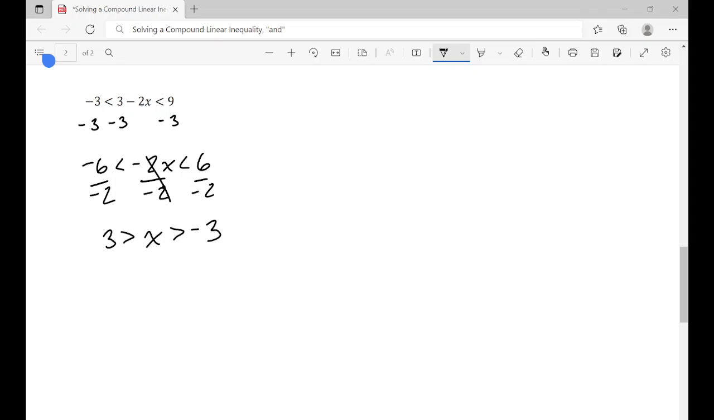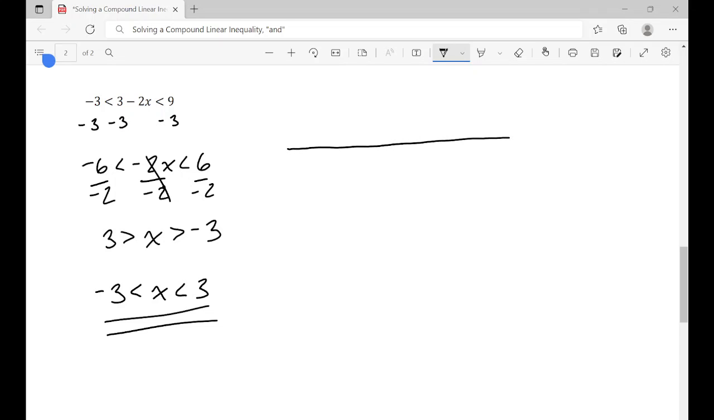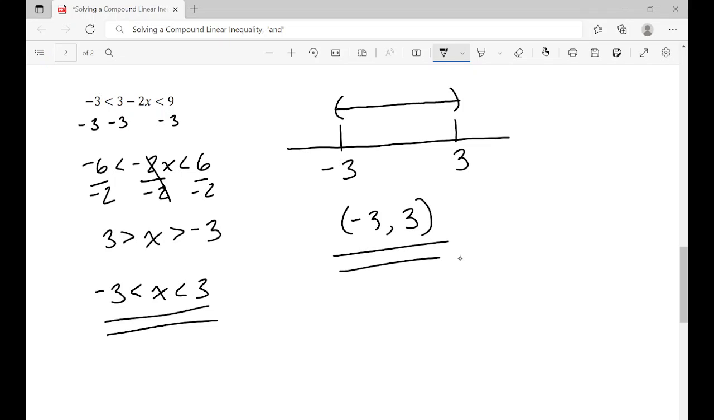Now it's kind of weird this way, so I like to rewrite it a little bit differently. I'm going to take my smaller number, negative 3, and write it first. And since this inequality sign is pointing to negative 3, I'm going to make sure my inequality sign stays pointing at negative 3 as I rewrite everything. And so this is preferred because I think it's a little bit easier to see. So graphically, negative 3 to positive 3, parentheses, because there's no equal to sign between either of them, connecting the two. And so my interval notation will be negative 3 to positive 3, like so.